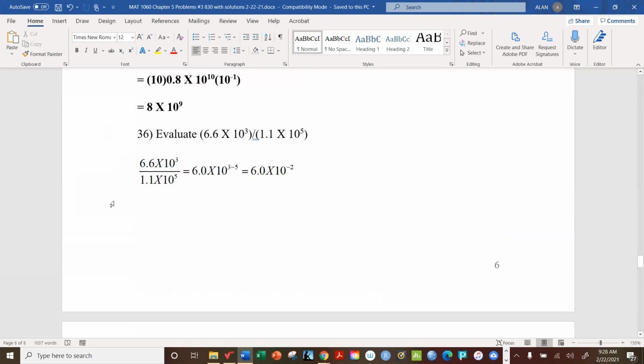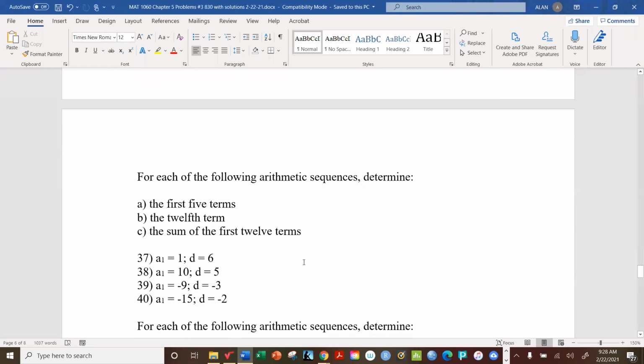Okay, so now we're ready for some sequences. Sequences are kind of cool. So here's what we're going to do for each of the following sequences. And I'm telling you right up front, they're arithmetic. We have the following request. What are the first 5 terms? What is the 12th term? And what is the sum of the first 12 terms?